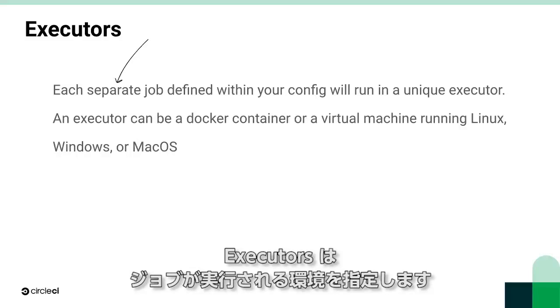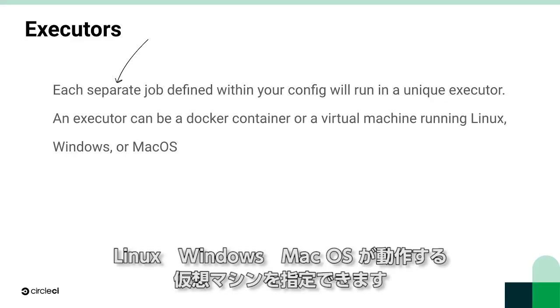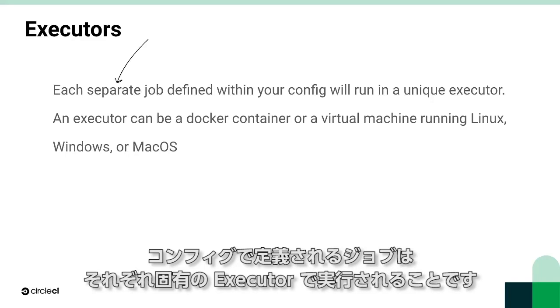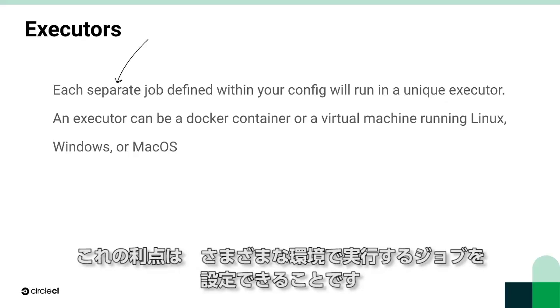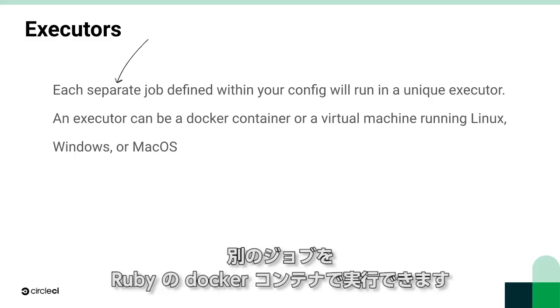Executors specify the environment the job runs in. An executor can be a Docker container or a virtual machine that runs Linux, Windows, or Mac OS. One important thing to remember is that each job defined in your config runs in a unique executor. So you have to specify an executor for every job. The benefit to this is that you can have jobs that run in different environments. So one could be running Windows while another runs a Docker container with Ruby in it.